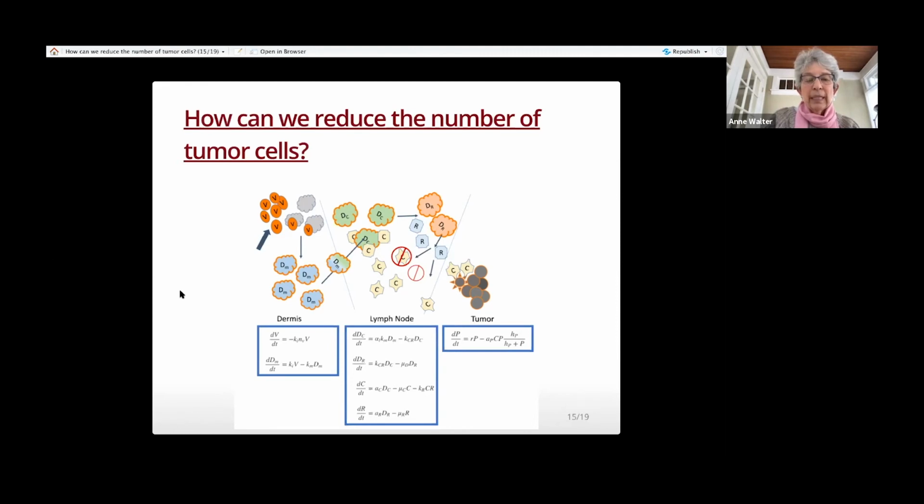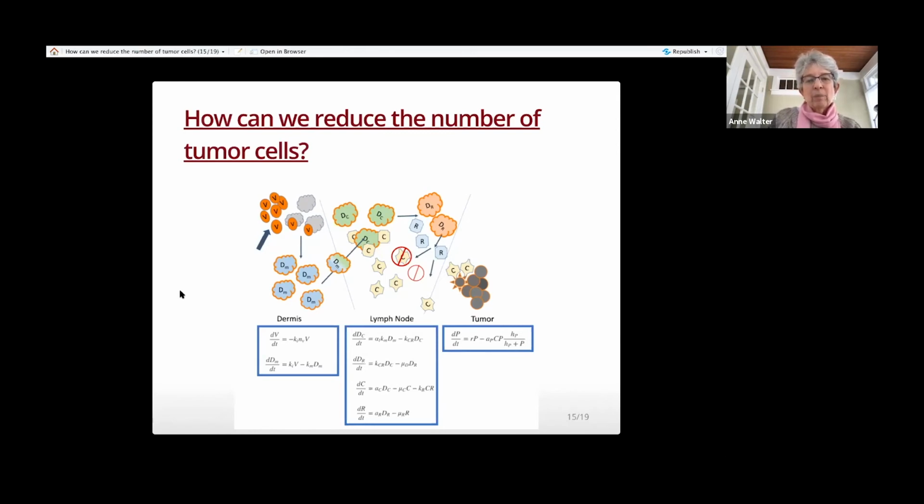If you are looking at these parameters, and they might be hard to see, but you could guess which ones, you might think about or pick one that you would want to either increase or decrease so that maybe the tumor is more likely to go away.